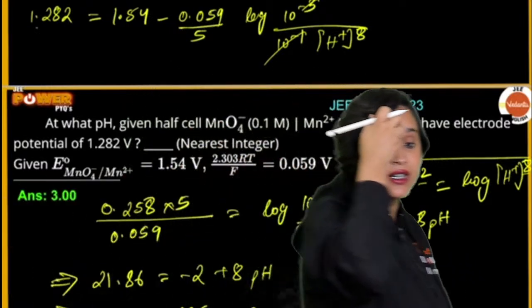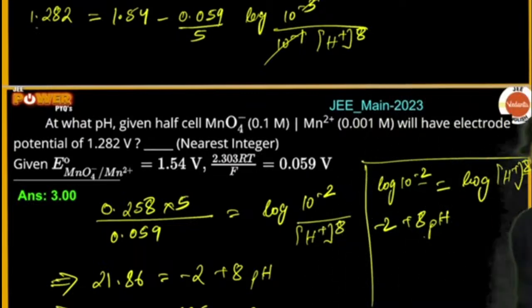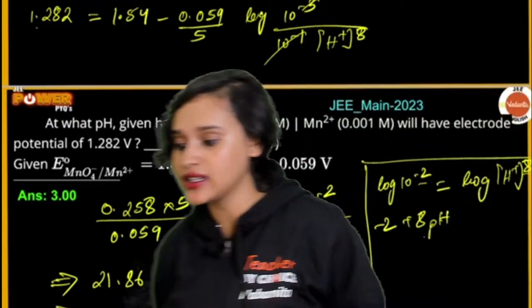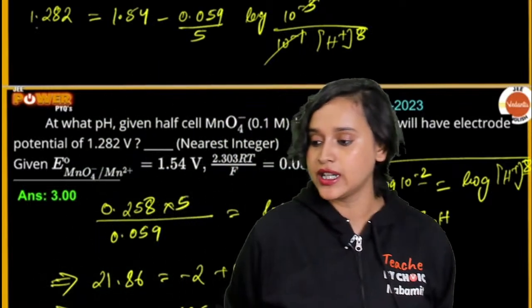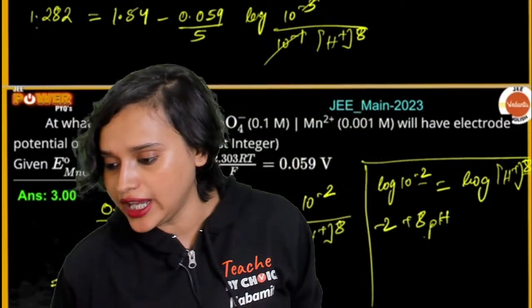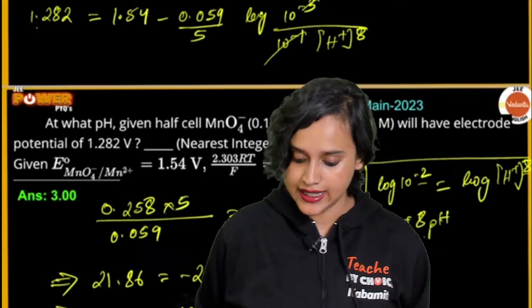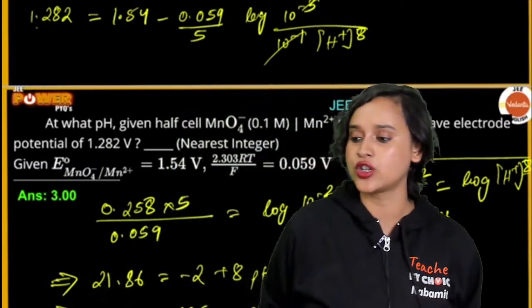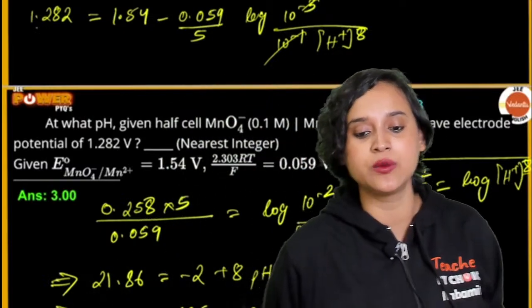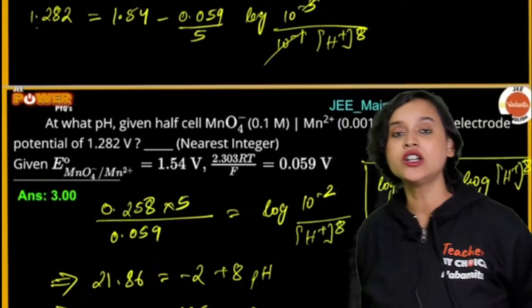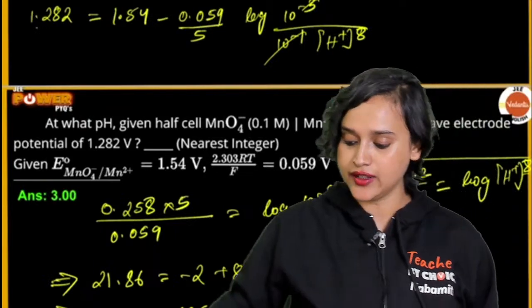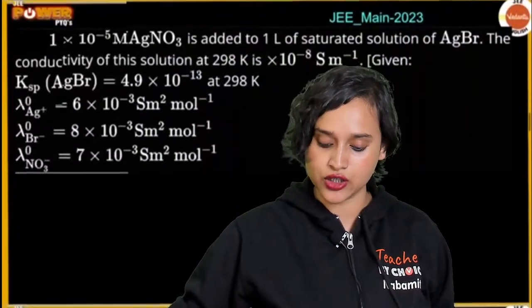Your pH is 3, everybody. Please check it out. Everybody is getting the same answer? Very good, Ayush. Yes, this is what you get, 2.985, which is almost equal to 3. That is your nearest integer. Okay. Next question, everybody.